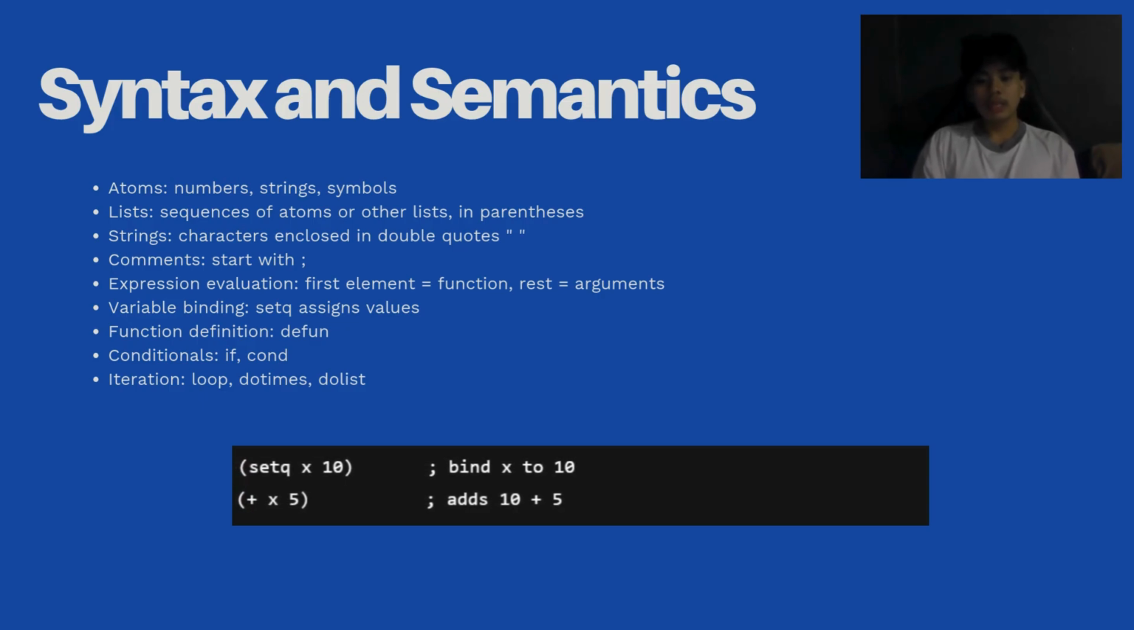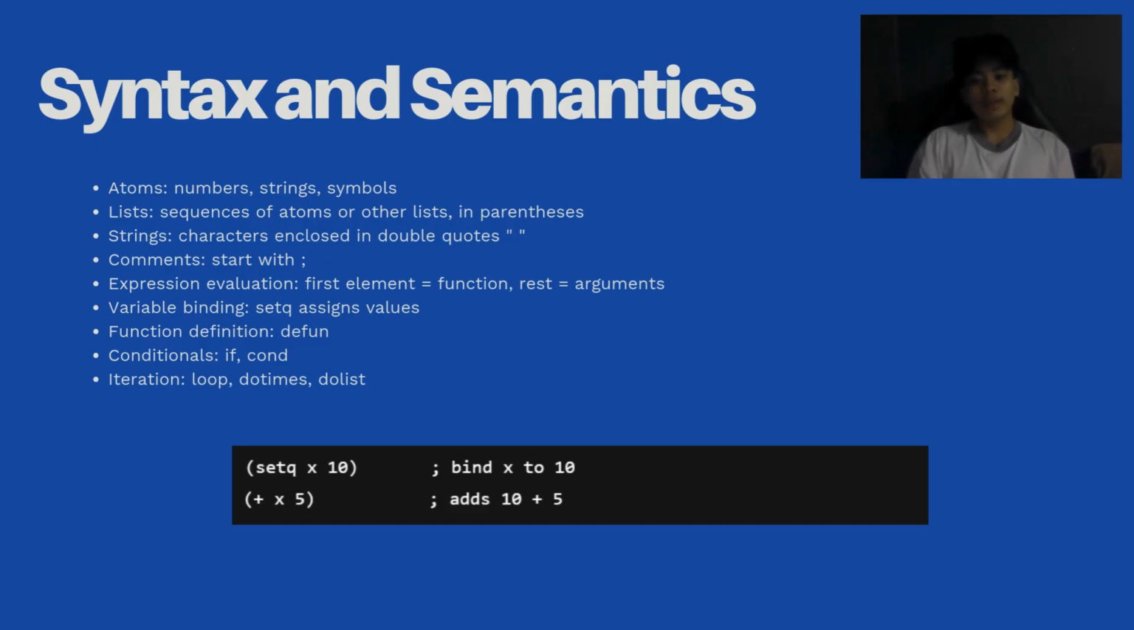In Lisp, the basic building blocks are atoms, lists, and strings. Atoms can be numbers or symbols, while lists are sequences of atoms or other lists enclosed in parentheses. Strings are enclosed in double quotes, and a comment starts with a semicolon. When evaluating an expression, Lisp treats the first element as a function and the remaining elements as the arguments.